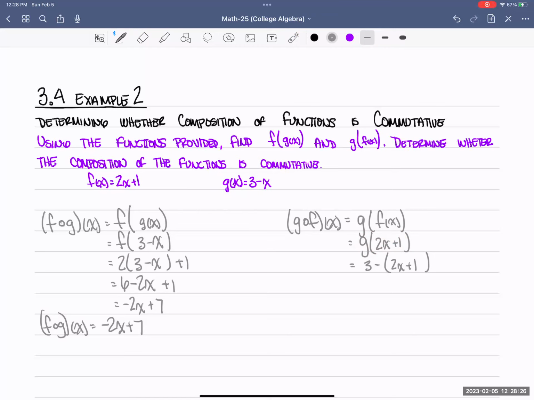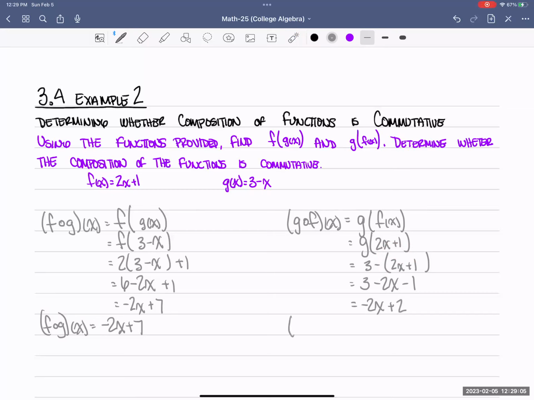And from here, we're going to simplify and combine like terms, put it in standard form. So here we have a negative being multiplied to everything inside of those parentheses. So starting off with that 3, then we have negative 1 times 2x, negative 2x. And we have that negative 1 times positive 1. It's going to be a negative 1. And combine like terms, put it in standard form. We have that negative 2x and 3 minus 1 is 2. So negative 2x plus 2.